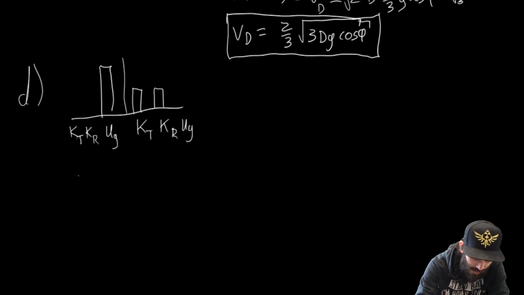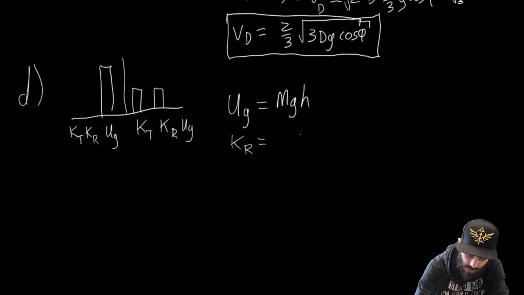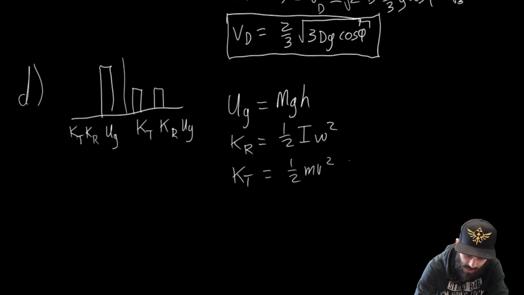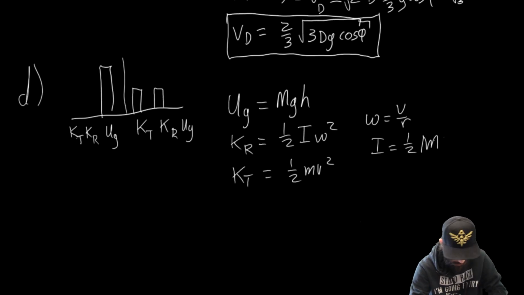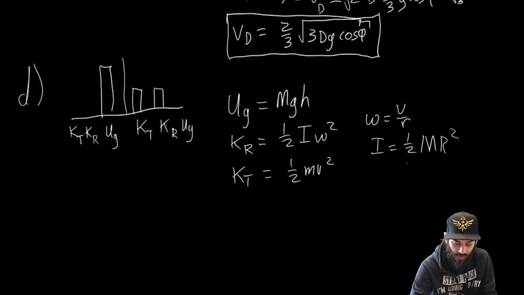Okay. So what this says then is I remember that my gravitational potential energy is mgh, my rotational kinetic energy is going to be 1/2 I omega squared. My translational kinetic energy is 1/2 mv squared. And I can use the fact that omega is equal to v divided by r, and I is going to be equal to 1/2 m r squared. And I'll use this in a moment when I make the equation.